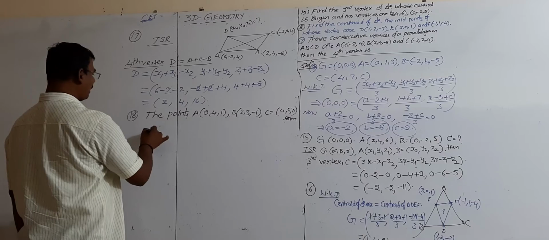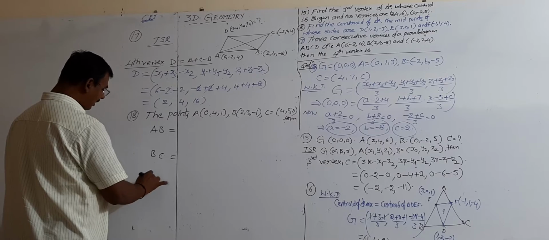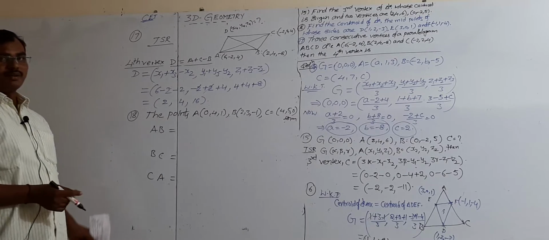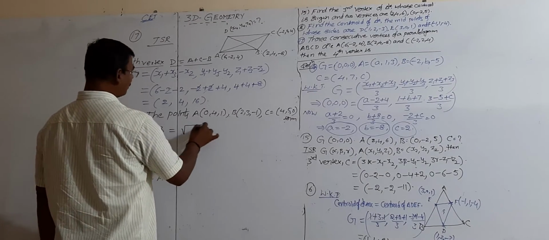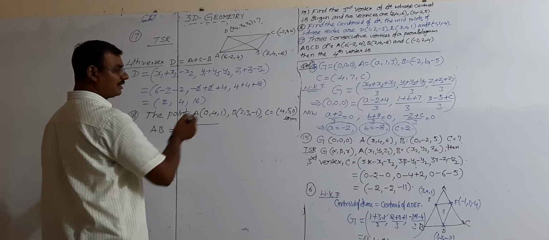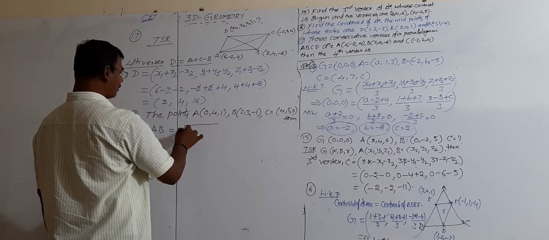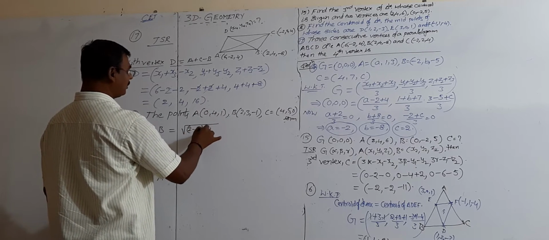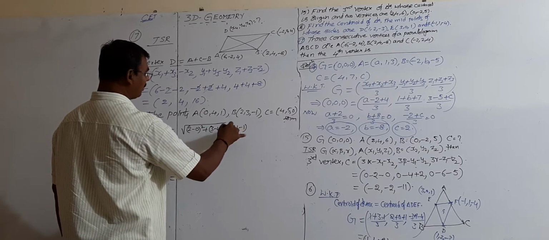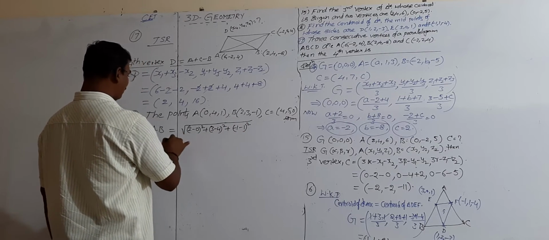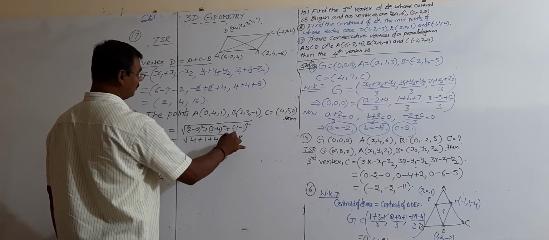So simply we have to calculate the AB distance, BC distance and CA distance. Shall we find this answer? Very easy. Using the distance formula, the square root of (x2 minus x1) whole square plus (y2 minus y1) whole square plus (z2 minus z1) whole square: (2 minus 0) whole square plus (3 minus 4) whole square plus (-1 minus 1) whole square is equal to the square root of 4 plus 1 plus 4, which is 9.